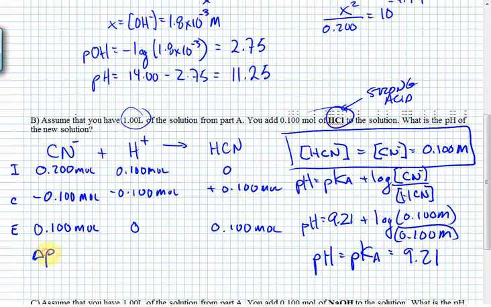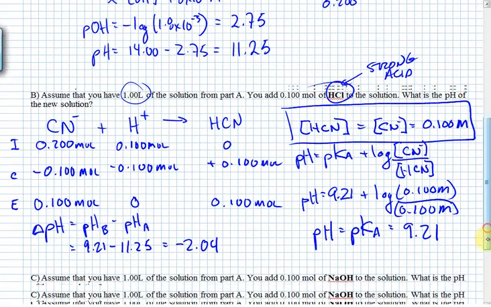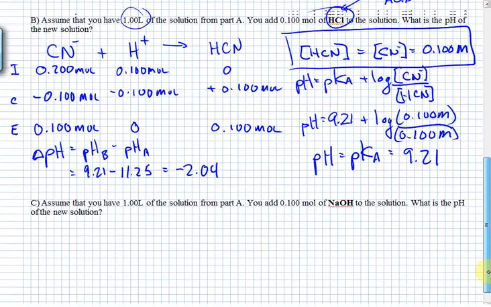The delta pH here is equal to the pH of B minus the pH of A. That's going to equal 9.21 minus 11.25. My delta pH is, I didn't calculate that. I'm going to do that in my head. Watch out. I think that's a minus 2.04. Don't quote me on that. Okay? All right. Go to Part C.